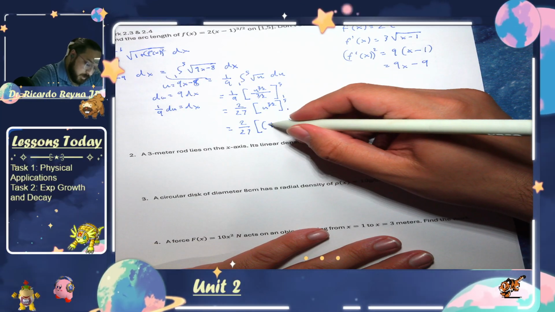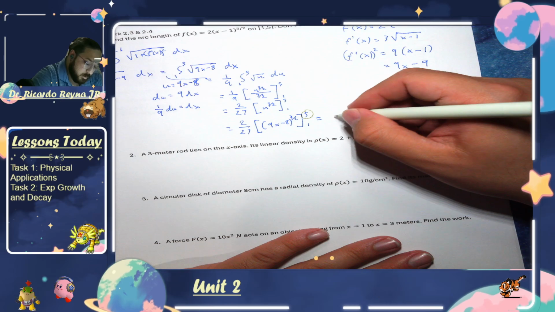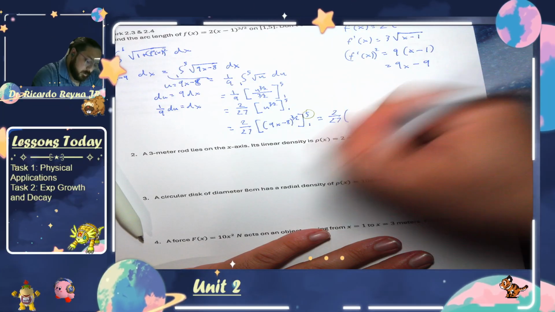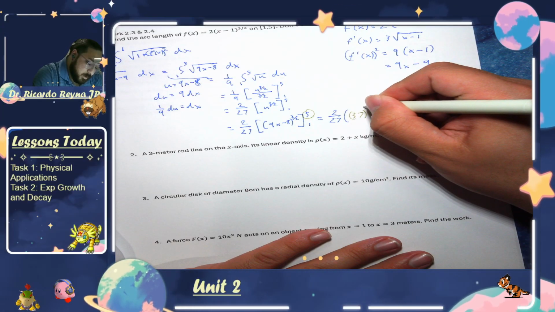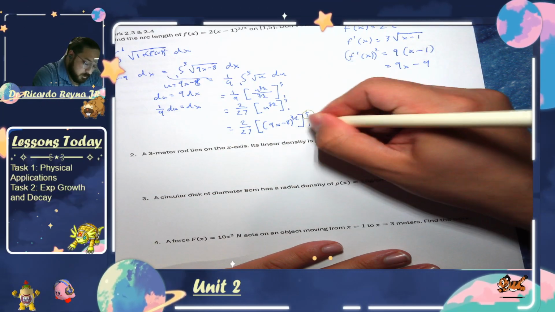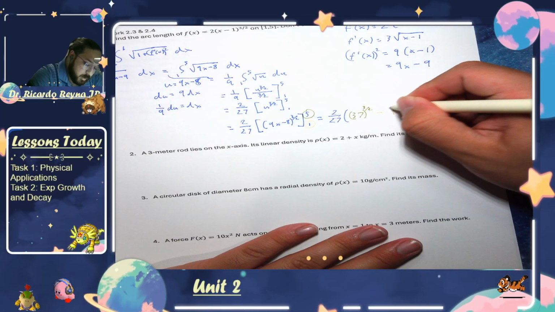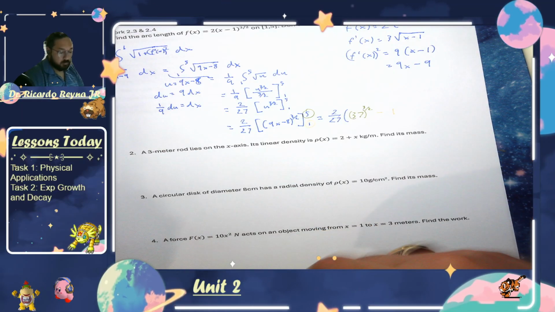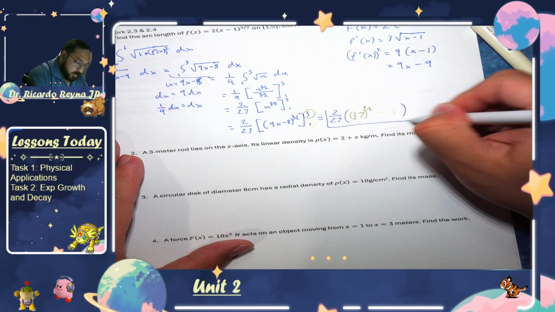At 5, 9 times 5 is 45, minus 8 is 37. So 2 over 27, it's going to be 37 to the power of 3 over 2. And then at 1, 9 minus 8 is just going to be 1. So minus 1 to the power of 3 over 2, but we know that's just going to be 1. And then this is basically my answer.